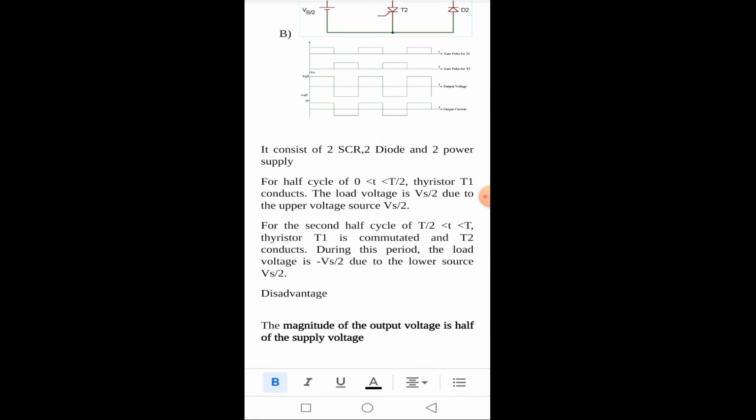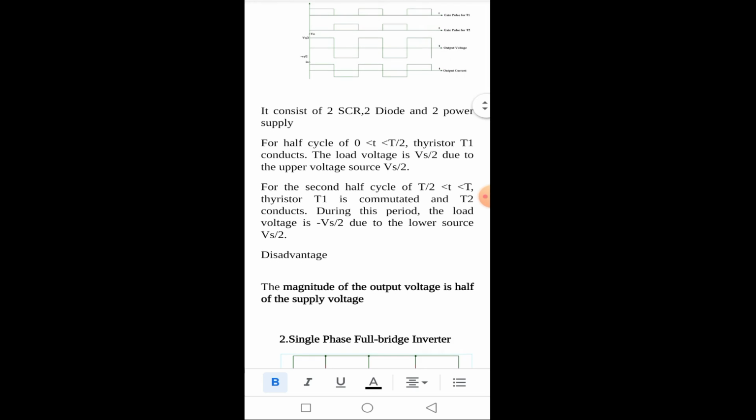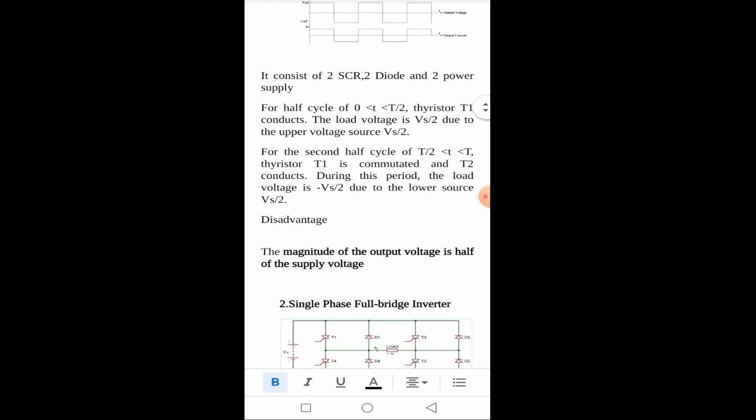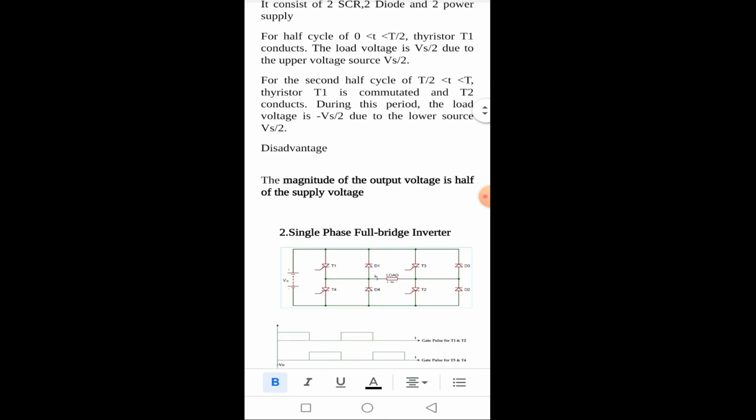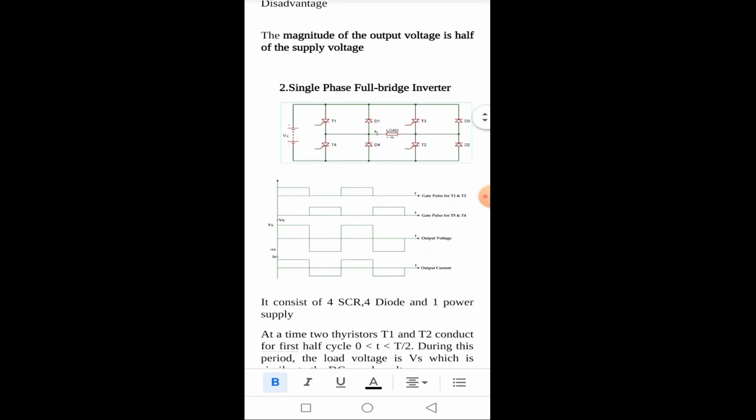The main disadvantage of this circuit is that the output voltage is half of the supply voltage. Also, it requires a 3-wire supply. To overcome this drawback, we go for the single phase full bridge inverter. In a single phase full bridge inverter, there are 4 SCRs and 4 diodes which are connected in parallel to the SCRs, and a single power supply is used in the full bridge inverter.